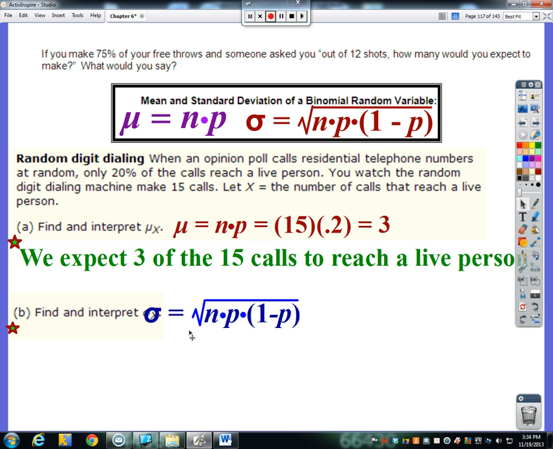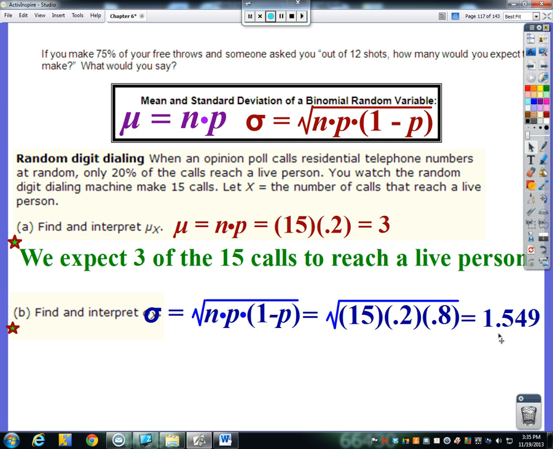All right, standard deviation. So we've got the square root of n, which again is our 15, p, which is 20%, and 1 minus p would be 80%. So if you throw that in your calculator, you should get 1.549, if I rounded that to 3 decimal places.